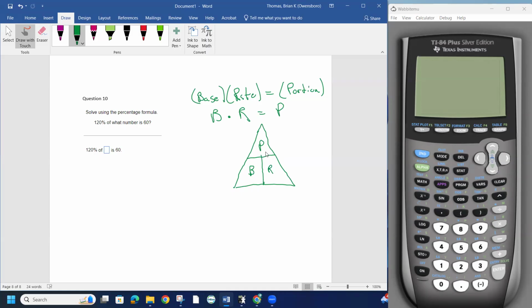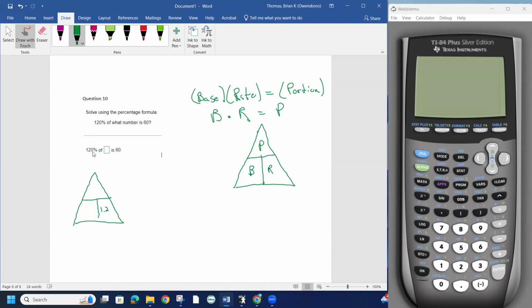So what this tells me is, if I want to solve this problem mathematically, I can use a triangle, but we have to identify what's the base, what's the rate, what's the portion. So 120% is clearly the rate, but we usually put that in the form of a decimal. If I move the decimal two places to the left, that's going to be 1.2.